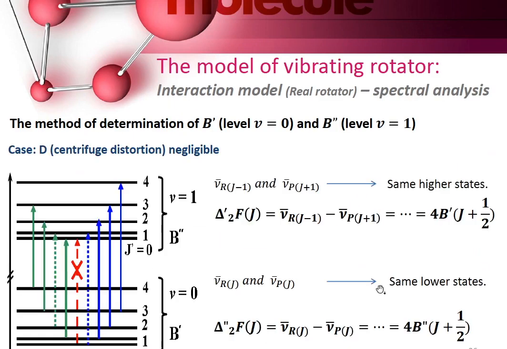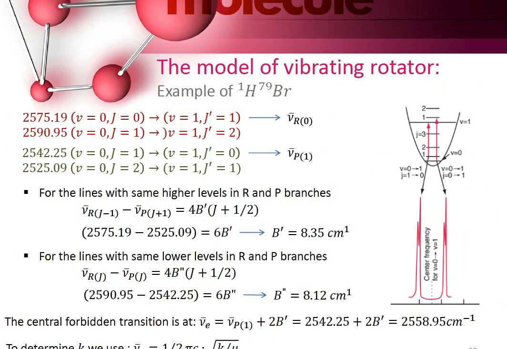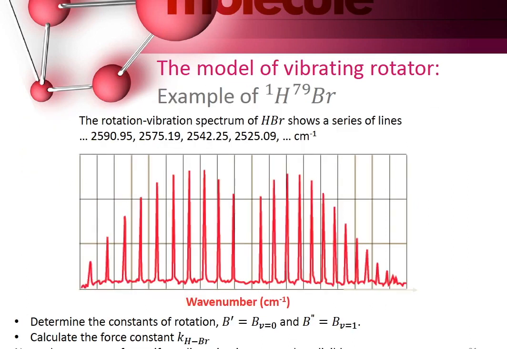say we are in this situation. We have to see the lines that end up at the same level, and from that we get B prime. Then we have to see the lines that start at the same vibrational level. Then the difference between them will depend only on B second. Now, I think we are neglecting the centrifugal correction in this case, so we're just taking the interaction between them.